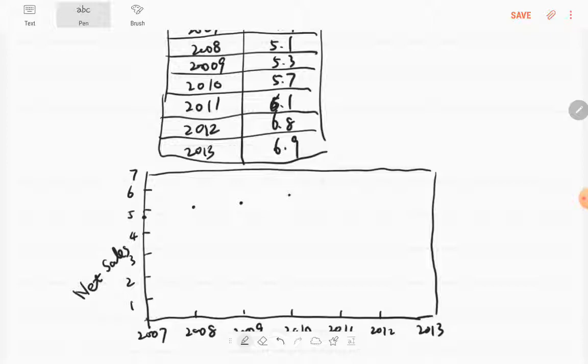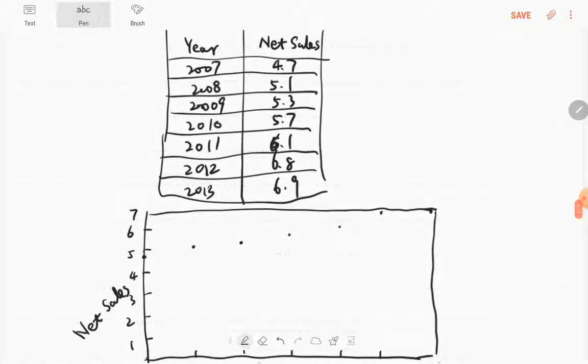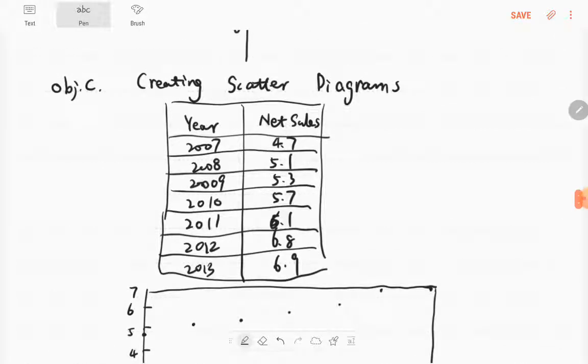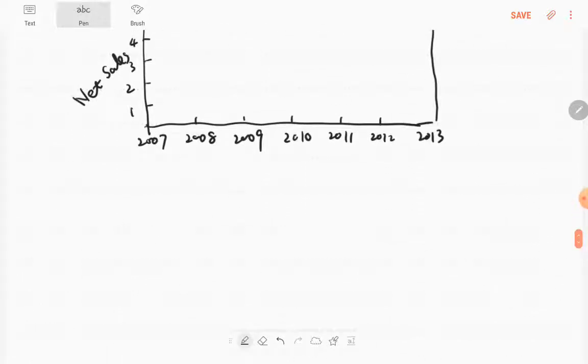And 6.1 for 2011, it will be this. And 6.8 and 6.9. So this is how we draw the scatter diagram. We just listed different points. So this is called the scatter diagram. We can use this scatter diagram to represent the values in this table. Right? We use different points.